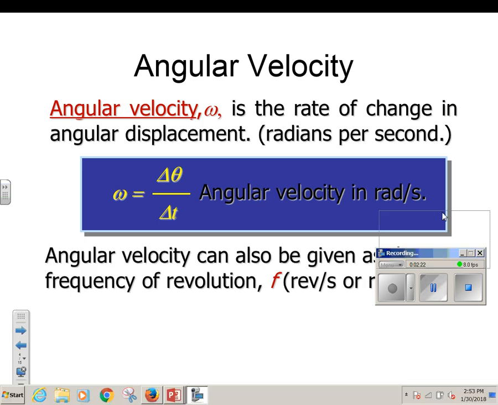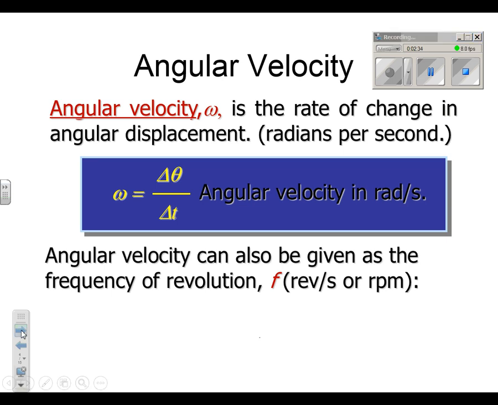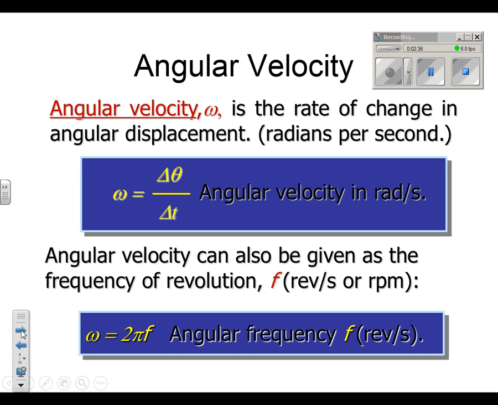Now, angular velocity can also be given as the frequency of revolutions. So we can use that f value as revolutions per second or revolutions per minute, which is RPMs, which is what y'all are more familiar with. But we can say that our omega is equal to 2 pi f, and then we'll have that angular frequency in revolutions per second.